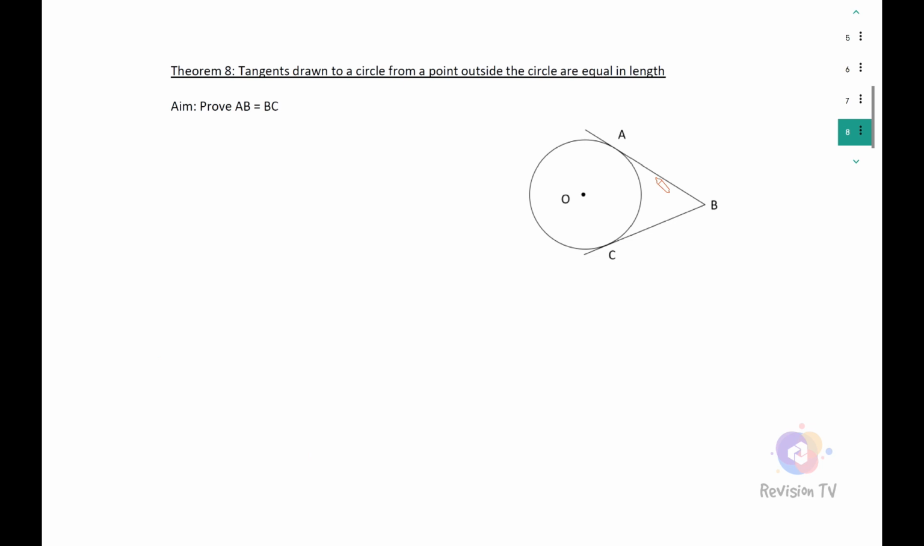Last theorem. Remember, we're skipping theorem number 7 because we don't have to prove it. Theorem number 8: tangents drawn to a circle from a point outside the circle are equal in length. In other words, we'll try to prove AB is the same as length BC. To prove any length, we're going to use congruency to help us.